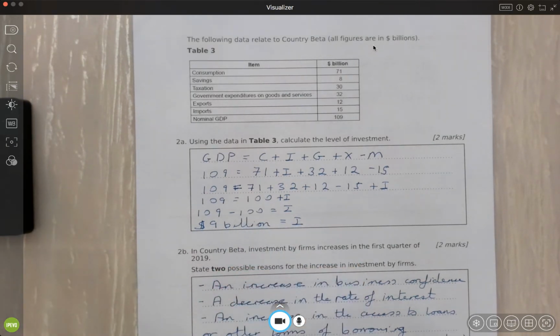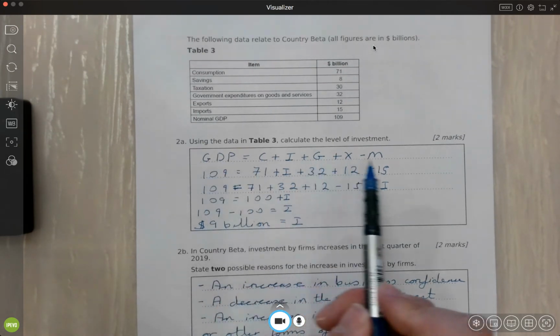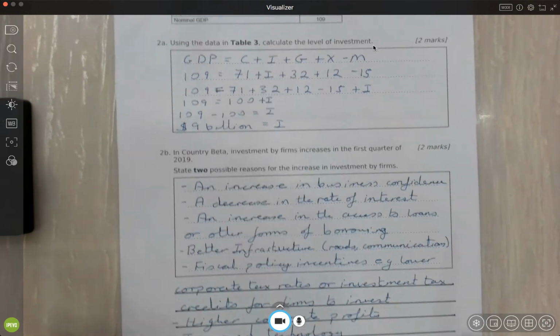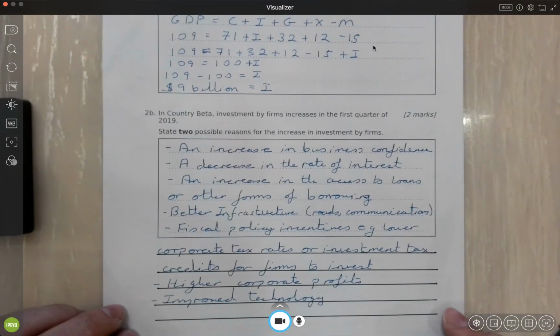And that's the answer to that question. So again, we're just manipulating simple algebra, putting all the numbers together and moving everything across. But it all starts with knowing how to calculate GDP by the expenditure approach. Now, what we've got here, and yes, we can see.